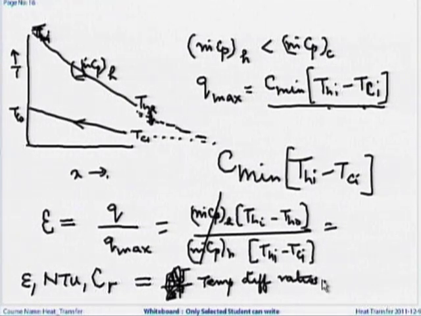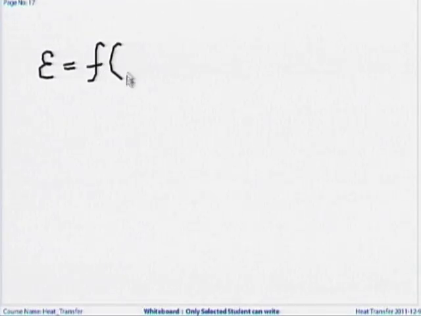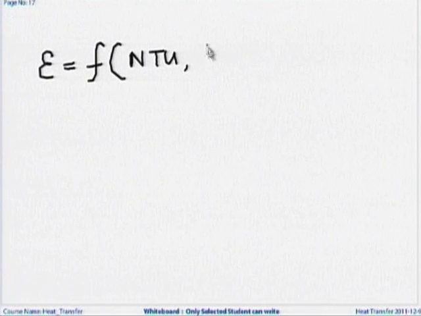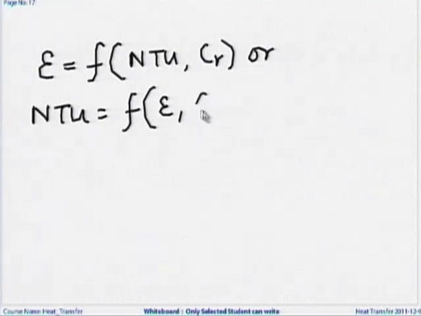epsilon. CR is known to us because that is a flow, m dot and Cp. So that we will not take as an unknown quantity, that is a known quantity. So depending on my problem situation, whether NTU is known or epsilon is known, I can in general write the following. I can in general write epsilon is a function of NTU and CR, or NTU is a function of epsilon and CR.